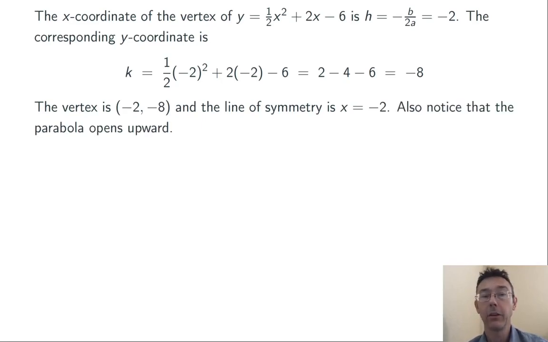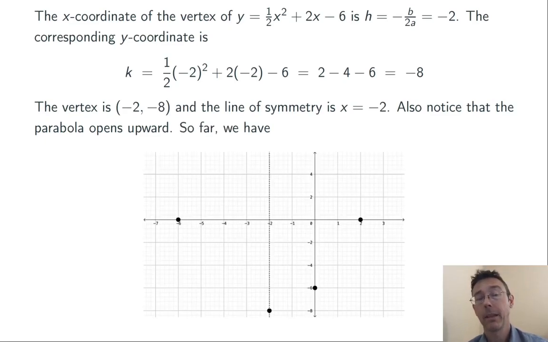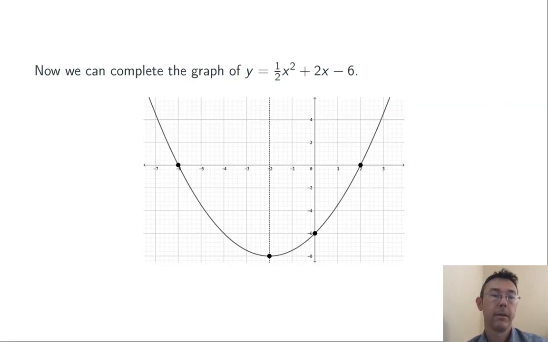Here, a is going to be positive, so the parabola is going to open upward. Here's what we have so far. I've labeled the 2 x-intercepts, the 1 y-intercept, the vertex, and also thrown in the line of symmetry. So now we can graph this by hand fairly easily. I'm going to draw a graph with a minimum at (-2, -8), so I get a parabola that opens upward. And I'm going to make sure it passes through both of the x-intercepts as well as that y-intercept.